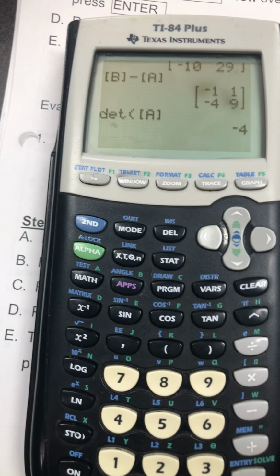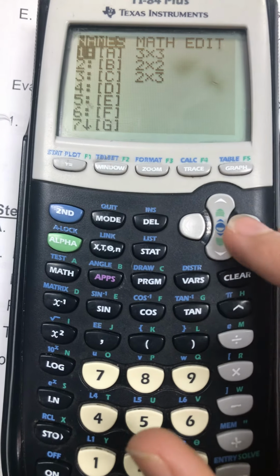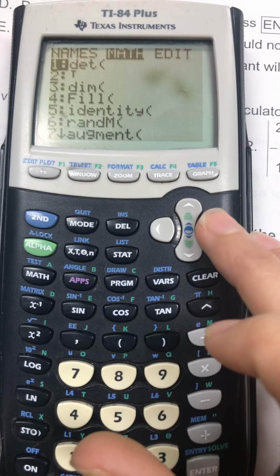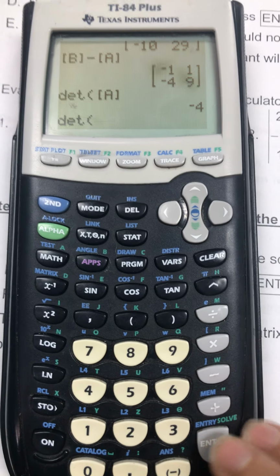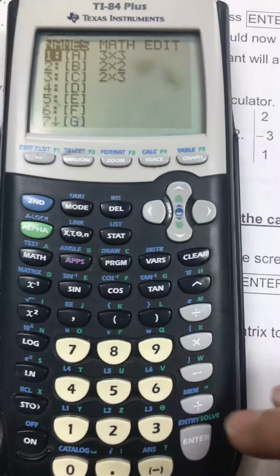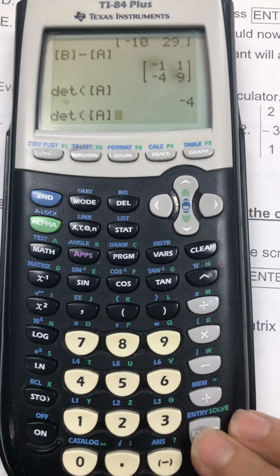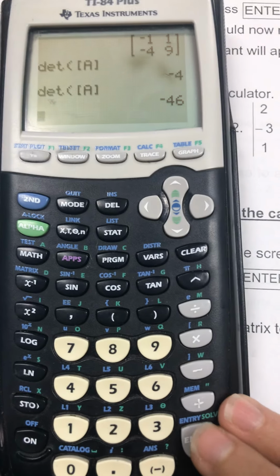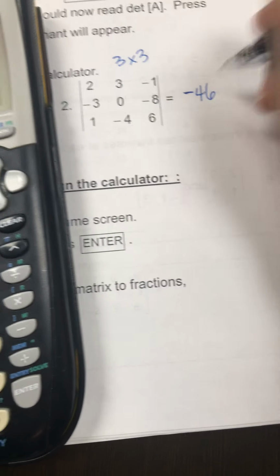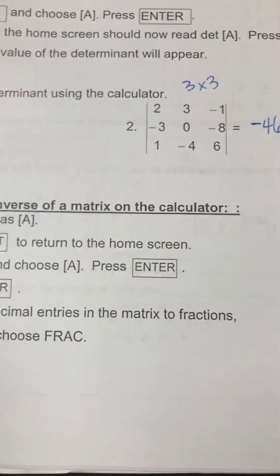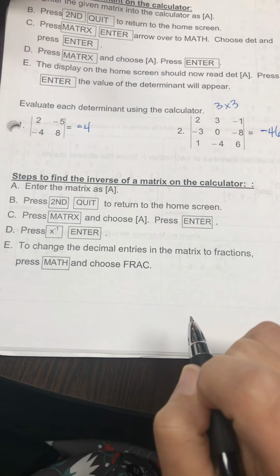Now we're going to do the same thing. Go to second matrix, scroll to the right to math, and go to 1 where it says determinant. Then go back to second matrix and choose the first one, A. So 1, enter, enter again. And you get -46. So your answer, you write it out here, is -46. We just found the determinants of those two using the calculator.